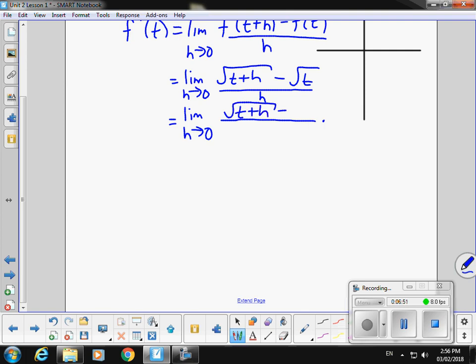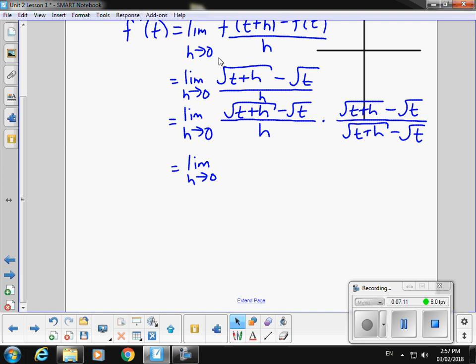Root of t plus h, subtract root t, over h, multiplied by root of t plus h, subtract root t, over root of t plus h, subtract root t. I'm multiplying by 1, but I will be able to get rid of my problem. I'm going to put brackets in to remind myself my thinking is like FOIL. I guess I should put that on the bottom too and be consistent. I end up with t plus h.